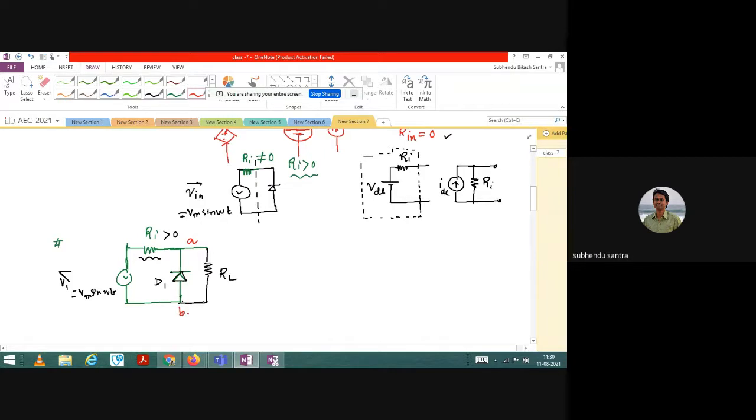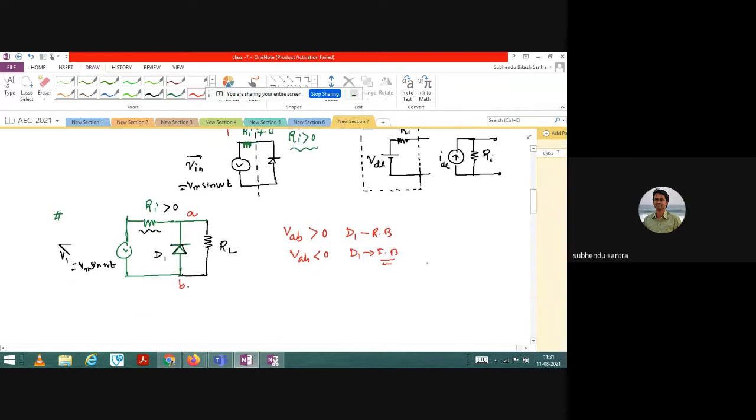Basically, you need to find VAB and try to learn this, because you have to apply it whenever I give a problem. Definitely in the mid semester you will find this type of problem coming to you. If VAB is greater than 0, you know that D1 will be reverse biased. And if VAB is less than 0, then D1 is forward biased. That part you already know, yes or no? So how do I conclude whether VAB is greater than 0 or less than 0?